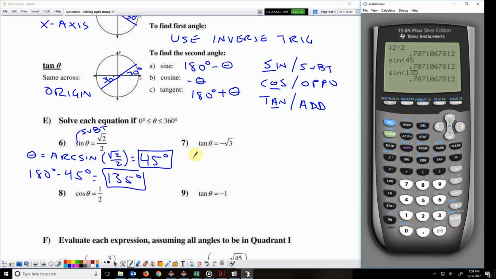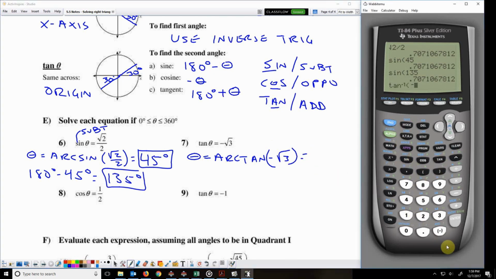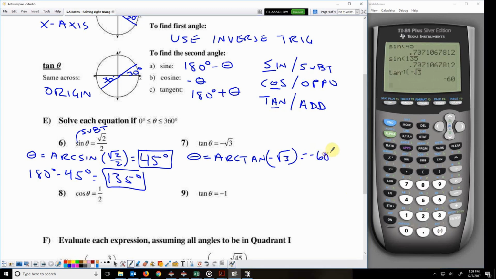Okay, number 7, theta is arctangent, opposite of the square root of 3. Second tangent, negative square root of 3, negative 60 degrees. Okay, the problem is my two answers are supposed to be between 0 and 360. So I need a coterminal angle between 0 and 360. So plus 360 is 300 degrees.